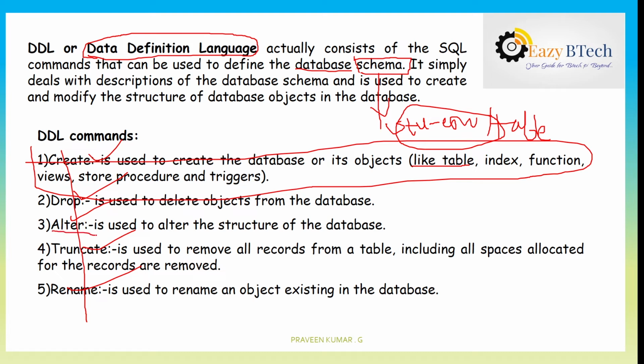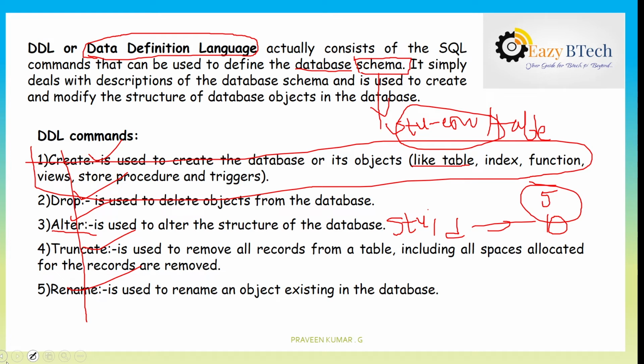Next, alter. When you are working with the database, sometimes you give the attribute name wrong. Suppose instead of student number, you want to give student ID. Just give student ID. Suppose the size is 10 and instead of 10 you gave only 5. If you want to change the type or increase the size of the attribute, then we go with alter. Truncate is used to remove the records from a table. Rename is used to rename the table.